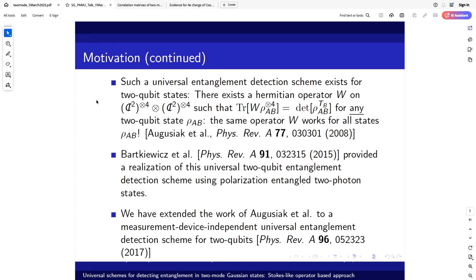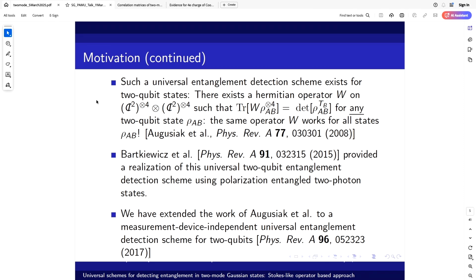In fact, later in 2015, Bartkiewicz and others provided a realization of this universal 2 qubit entanglement detection. That means, they provided a scheme of measuring this W in an optical setup, using 2 photon polarized states. So, rho AB is a 2 photon polarization entangled state. So, that they have done.